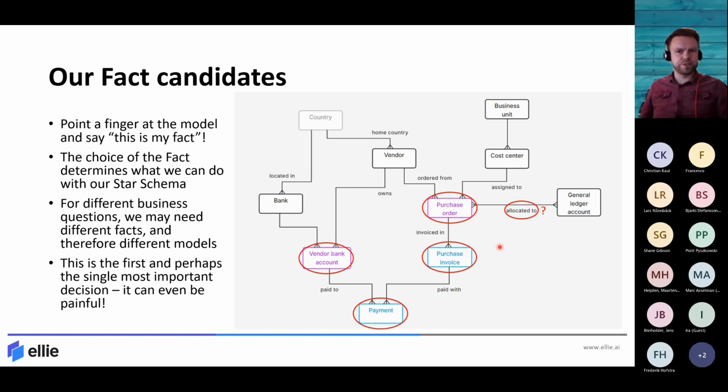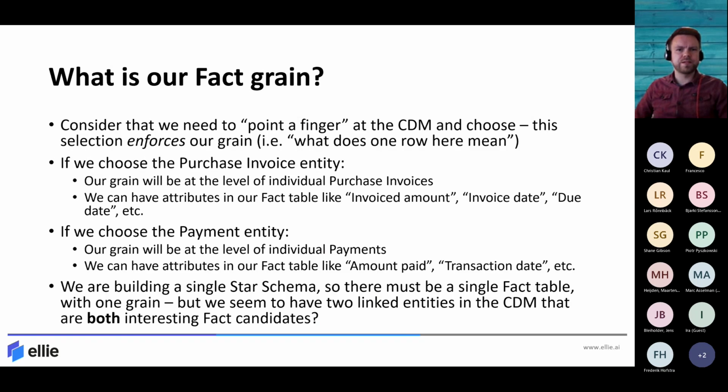For different business questions to be solved, we might need different facts, and that might need different models because we can't always have everything in a single model. But this decision can also be pretty painful. You have to choose something. So we'll consider these two now. We'll focus on these examples here, the purchase invoice and the payment. And the grain is determined by the choice we make. So what does one row in the fact mean? It either means a purchase invoice if we choose that, or it is a payment.